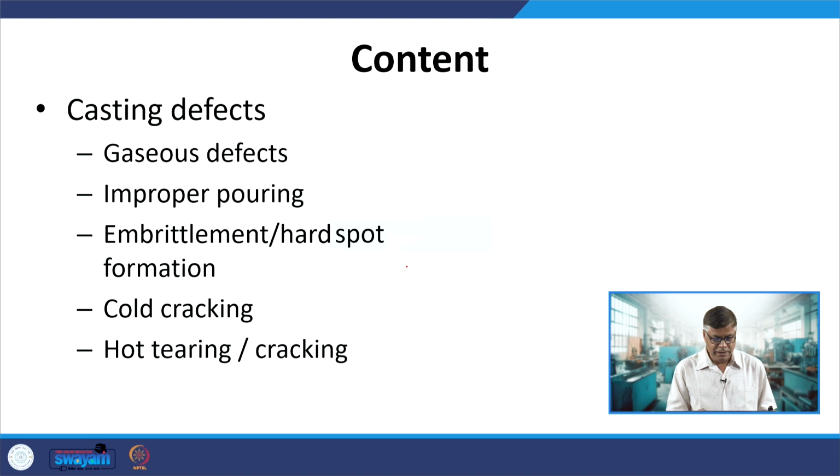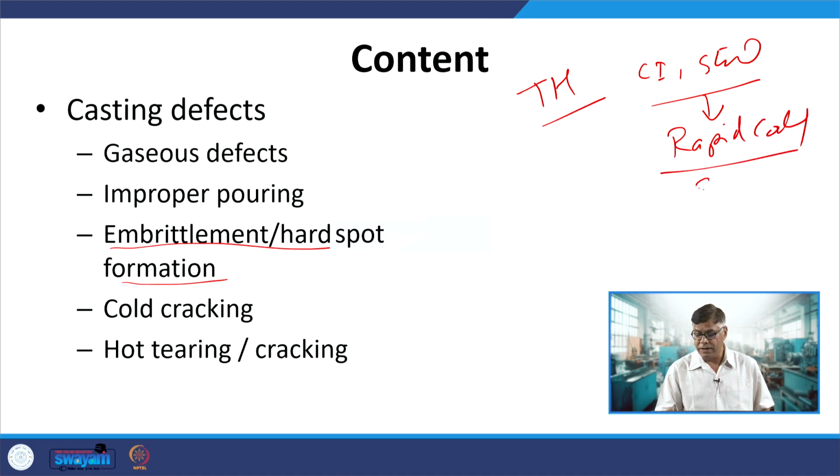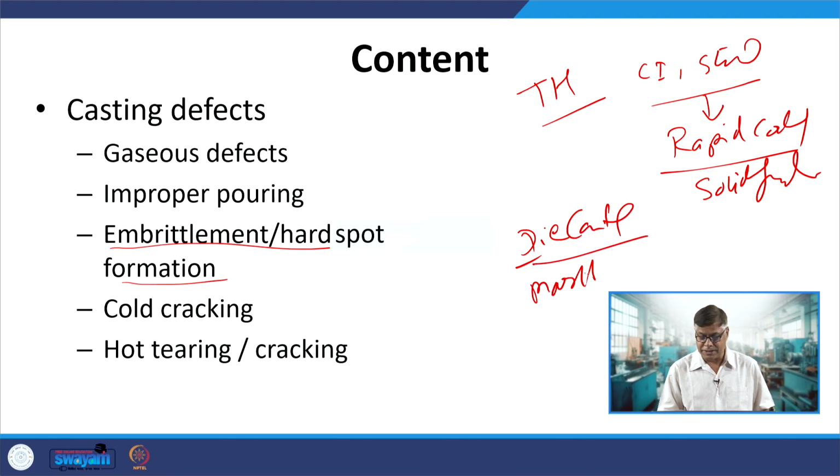If we see embrittlement or hard spot formation, we talk of transformation hardening metals like cast iron and steels. Whenever these are cooled very rapidly, especially after the solidification, when rapid cooling is imposed, especially during die casting or when excessive moisture is there in sand mold casting.